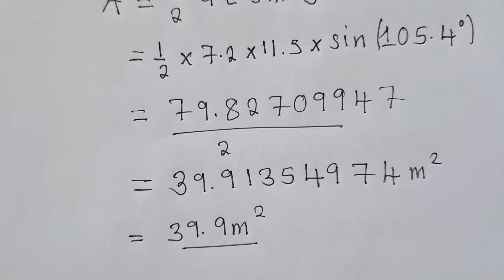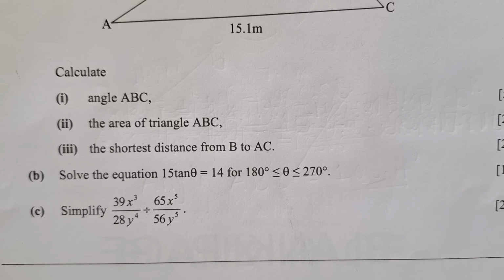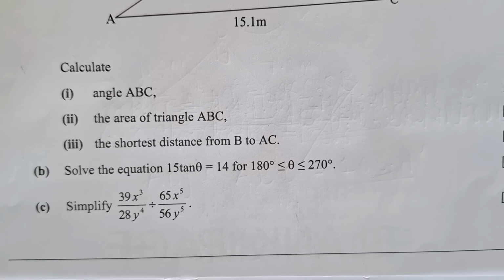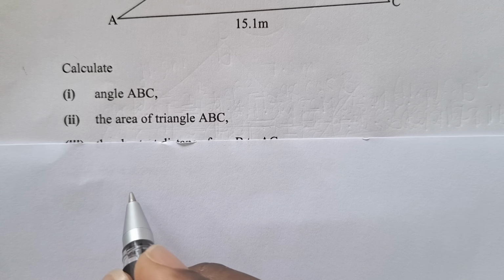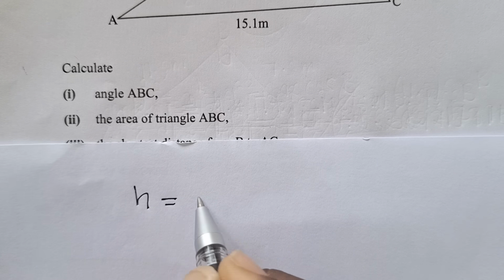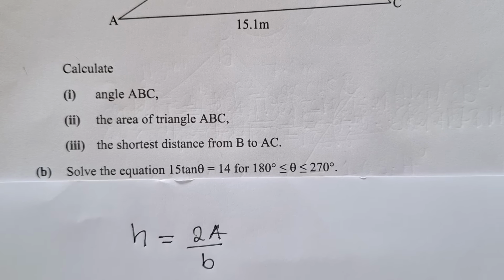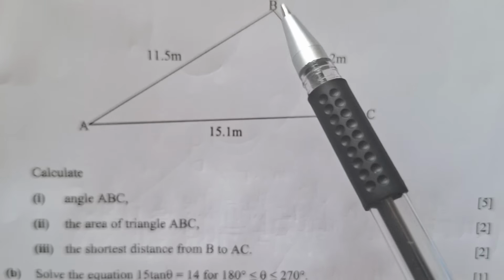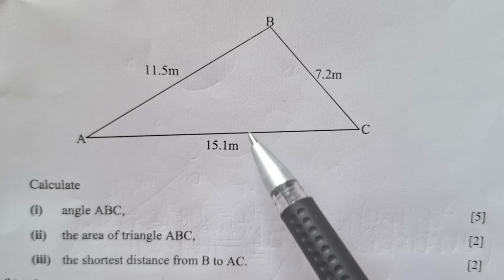We go to the last question. For the last question, they are saying we find or we calculate the shortest distance. So for the shortest distance here, we need the formula. So the formula for shortest distance is h is equal to 2A over b. So shortest distance from B is here, because they're saying from B. So B is here to AC, so here.